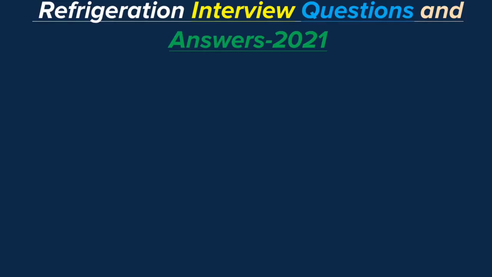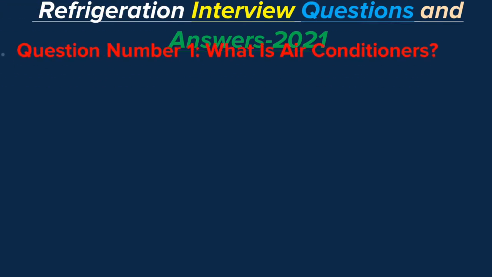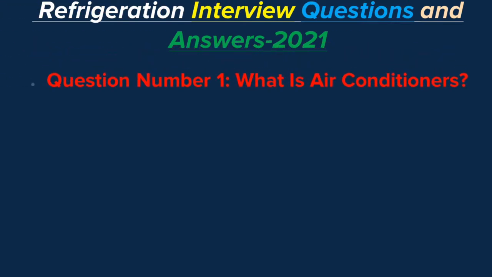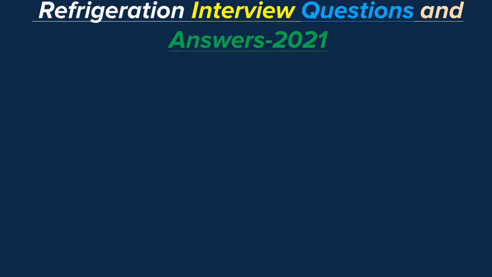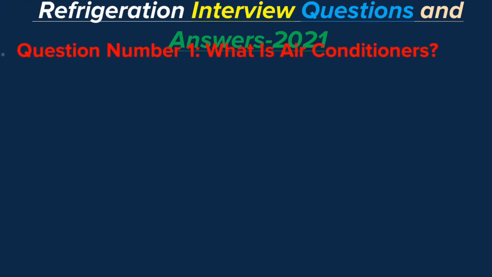Question number 1, what is air conditioners? Answer. Air conditioner continuously draws the air from the space to be cooled and cools it by the principle of refrigeration and discharges it back to the same indoor space that needs to be cooled.